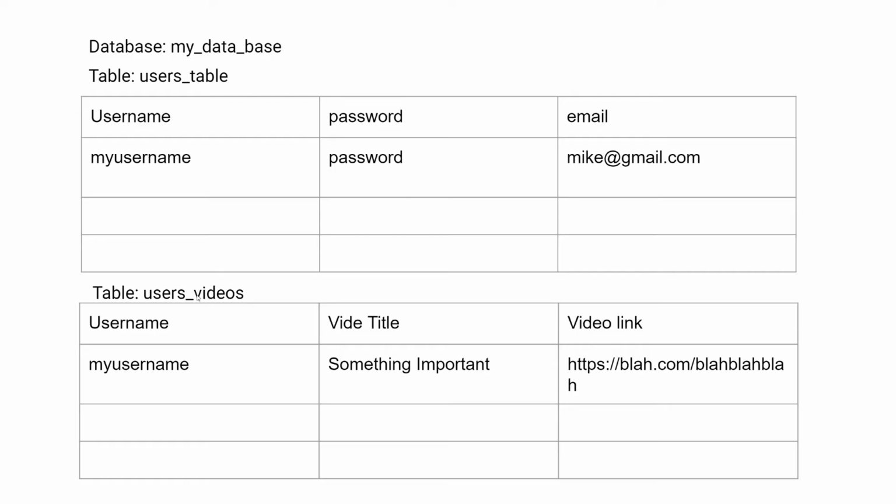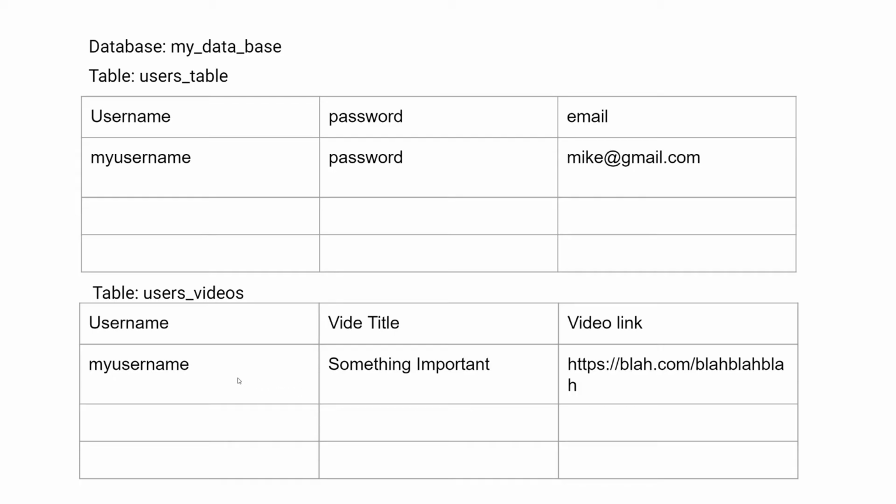Now in the users videos, you'll see the username here is the same as the username there, which we'll get into in a little bit. There's also a video title, which here is something important, and a video link, which is just a link. So let's say my username, that user, wanted to make another video. What we would be doing is we'd put another video with the same username, probably a different title, and definitely a different link inside of this table. But we wouldn't be adding any more columns, just rows. And each row would contain all three of these values.